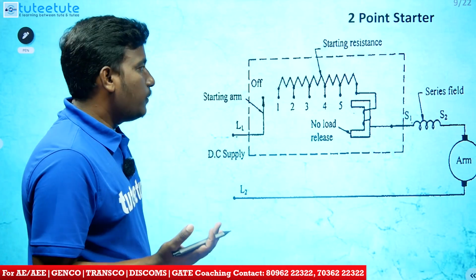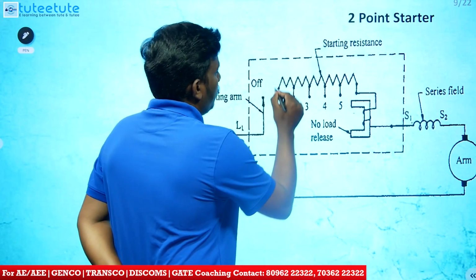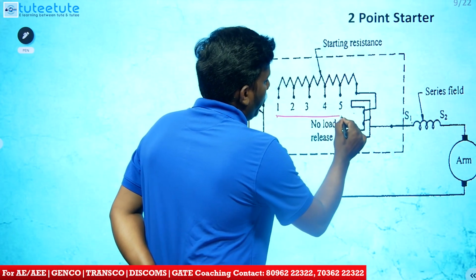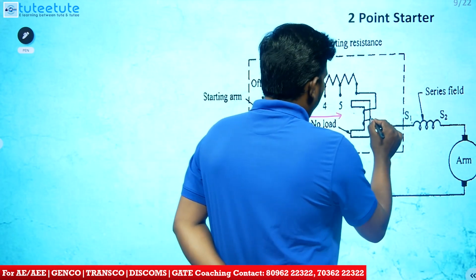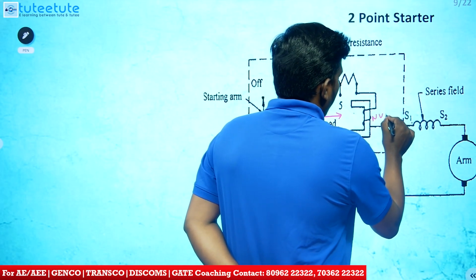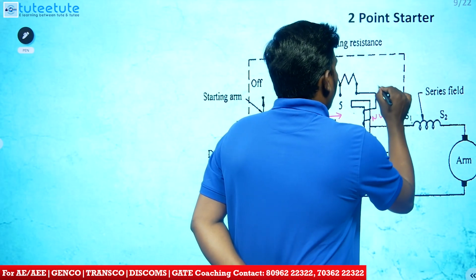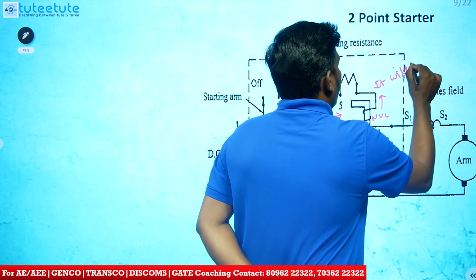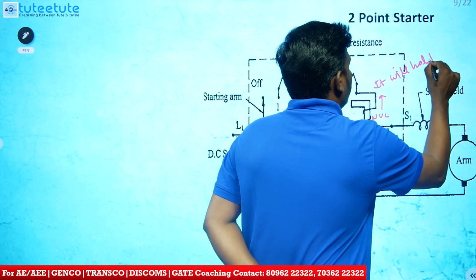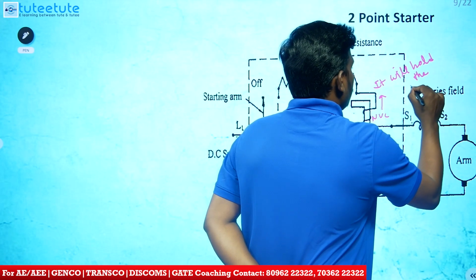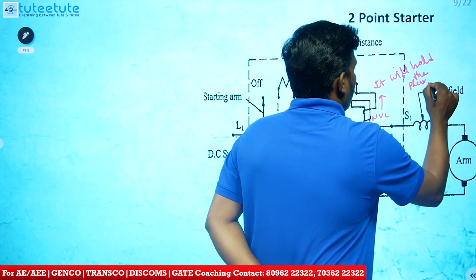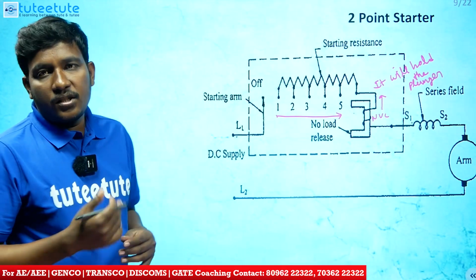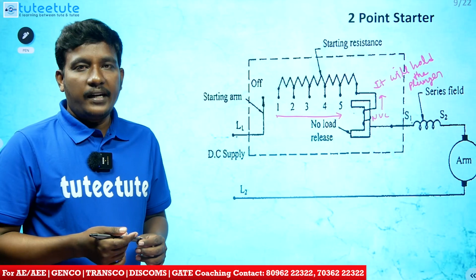Okay, principle is same. Initially, the starting resistance will come at position 1, and slowly it will move up to 5. And this is the holding coil or NVC coil. It will hold the plunger, so that the starting resistance is going to be nullified under running condition.